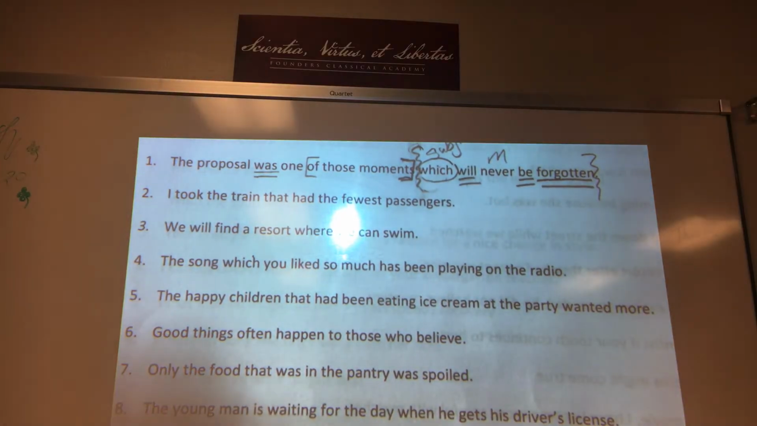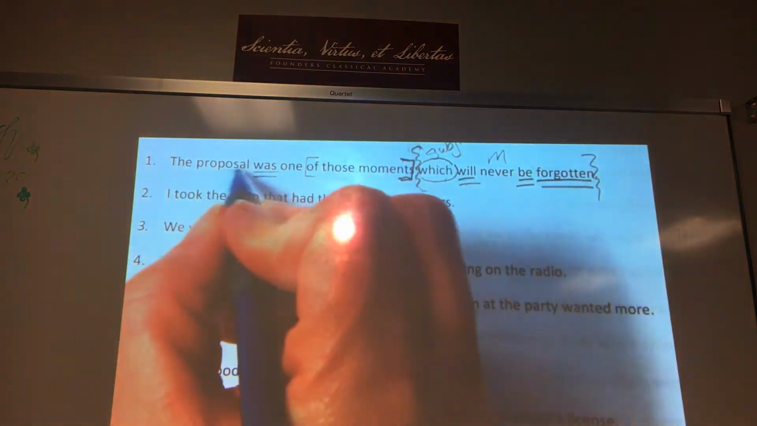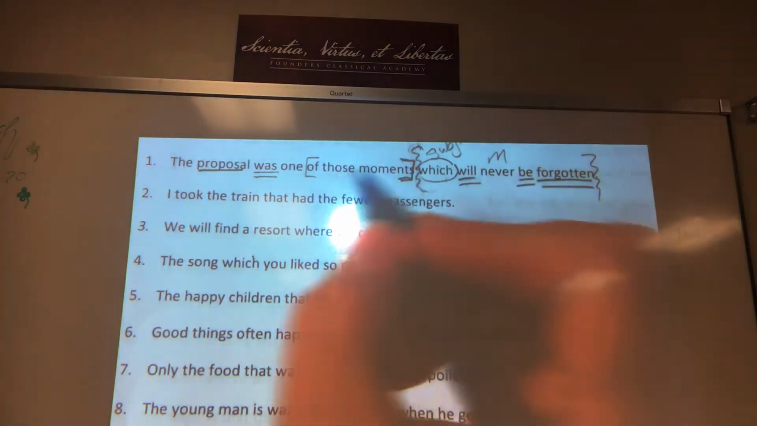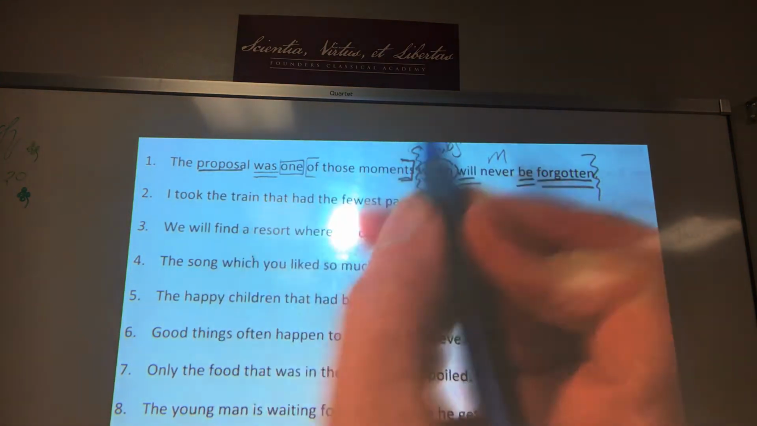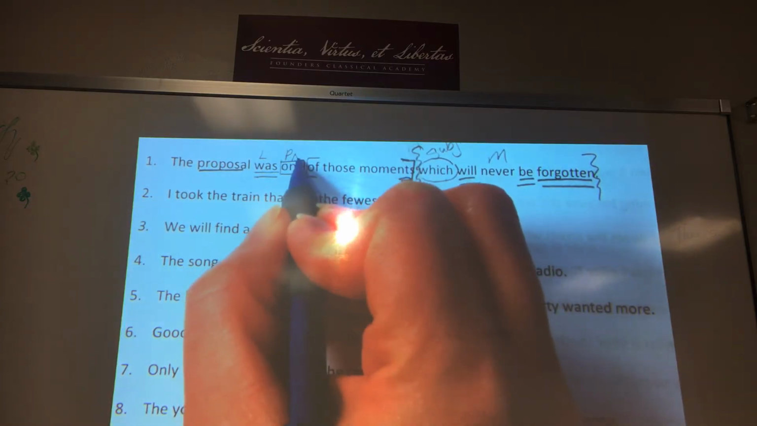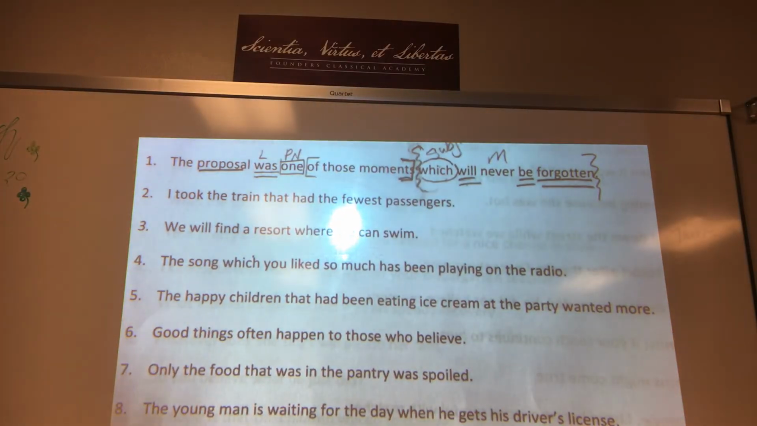Then we go back and do steps 1 through 4 through the rest of the sentence. So our subject is the word proposal. Our object is one. Since it's a linking verb, that's going to be a predicate nominative. You don't have to mark those two things. And then we are finished with the sentence.